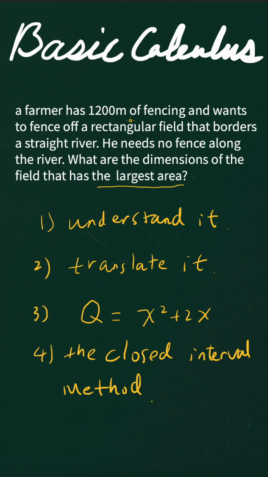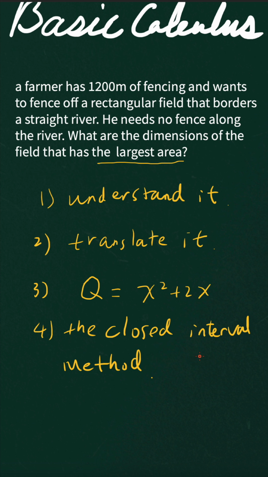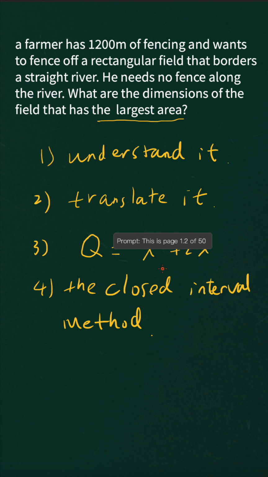A farmer has 1,200 meters of fencing and wants to fence off a rectangular field that borders a straight river. He doesn't need to fence along the river. What are the dimensions of the field that has the largest area? So now we're going to use the second step to translate the problem to understand it better.